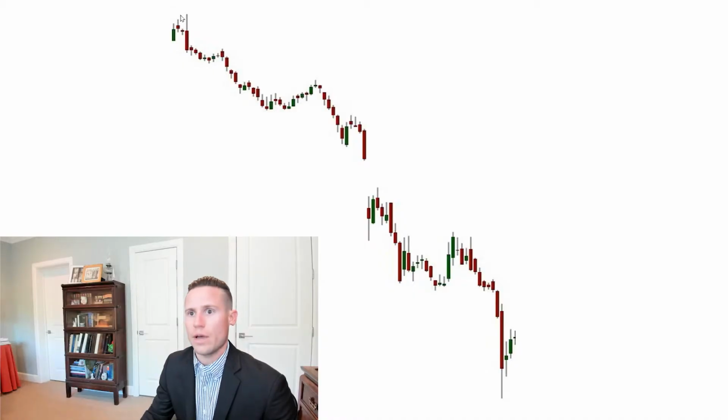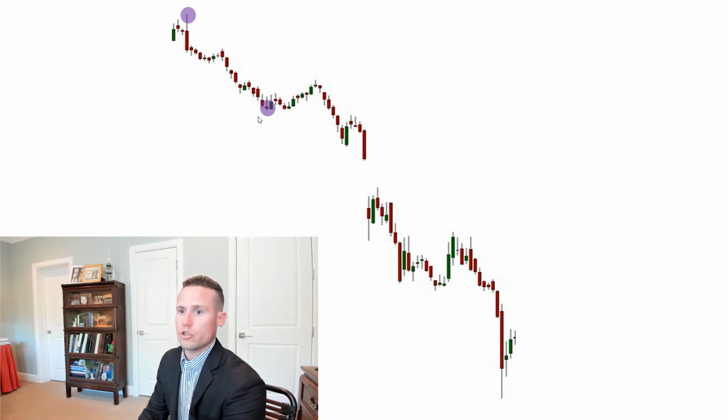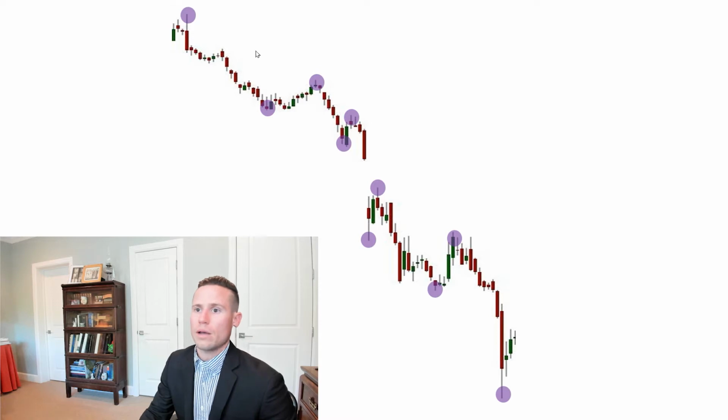A downtrend, you have a swing high, then you're given a swing low, swing high, swing low, swing high, swing low, swing high, swing low, swing high, swing low. Notice how every single one of those swing highs are lower than the previous one. This one is lower than that one. This swing high is lower than that one. This swing high is lower than that swing high, so on and so forth. And the swing lows are also lower than the previous ones. Not astrophysics, it's as simple as that.